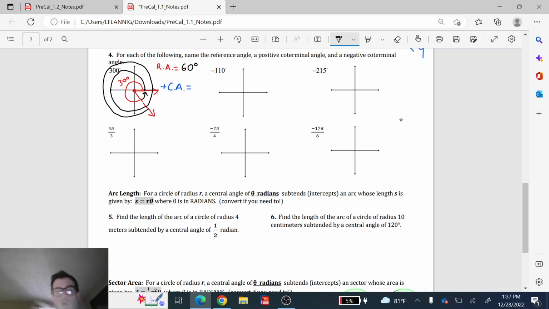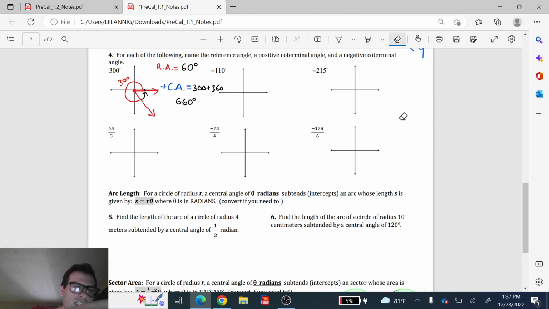So that's the normal degree that we had, the 300 degrees plus 360. So the normal plus 360, a full time around. And when you do that, 300 plus 360 is 660 degrees. That is a positive coterminal angle.